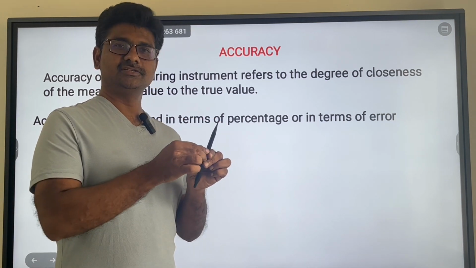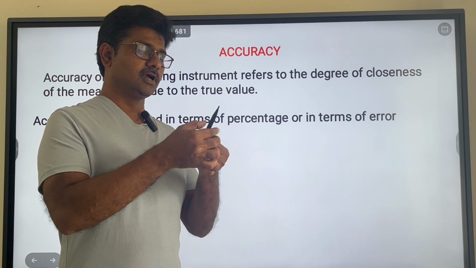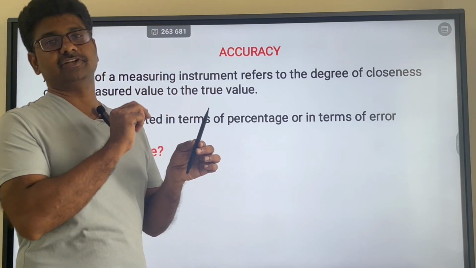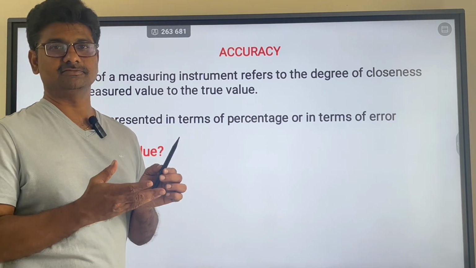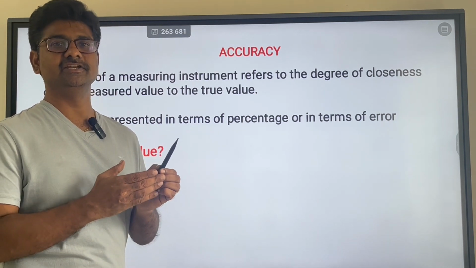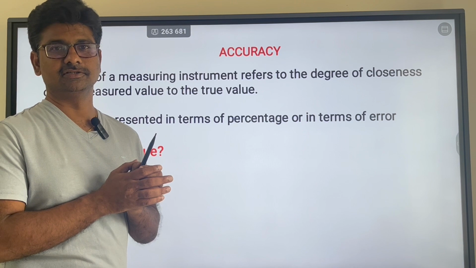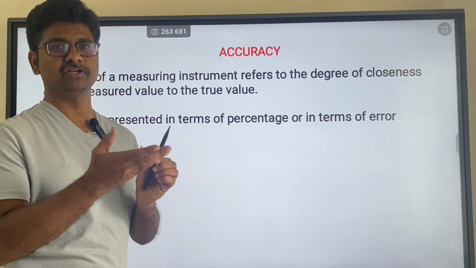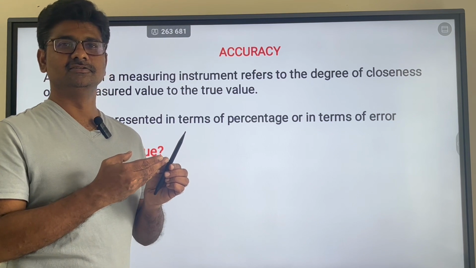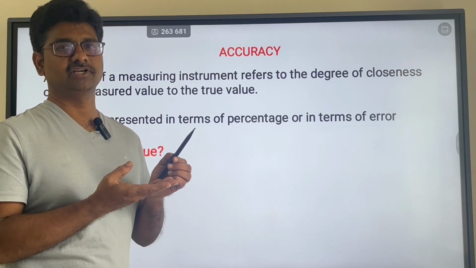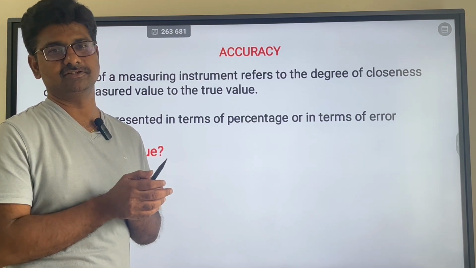But the point here is, I would have to measure an infinite number of times to arrive at the true value of this length of the pen. By definition, it says an infinite number of measurements and averaging that gives the true value. But in reality, we cannot measure an infinite number of times. Infinite is not possible, right?